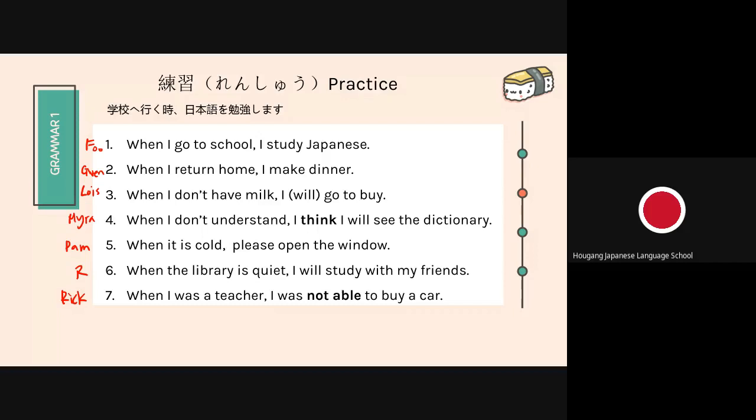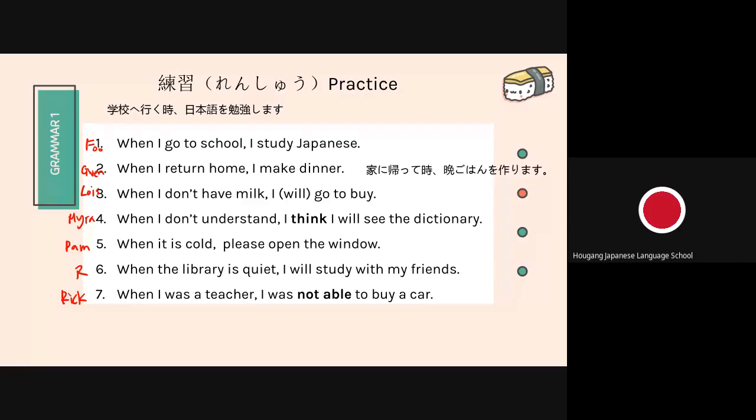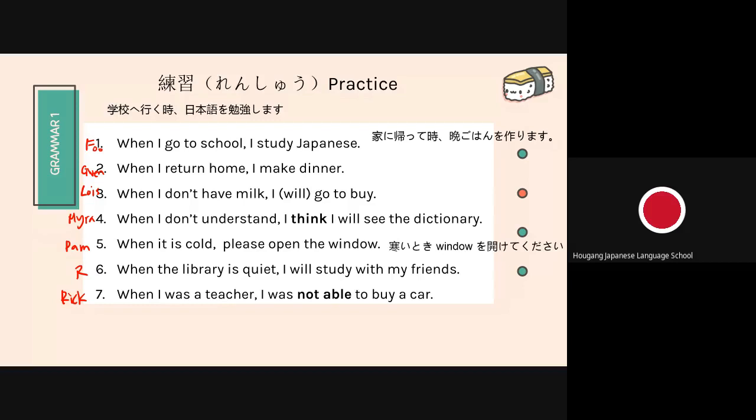Let's see what are your answers. Very good. Let's copy and paste first and we discuss together. Okay, hope it's big enough for you to see. Okay, very good.